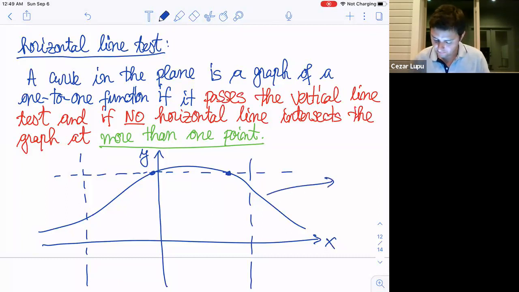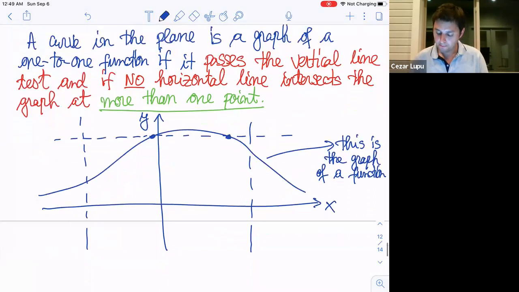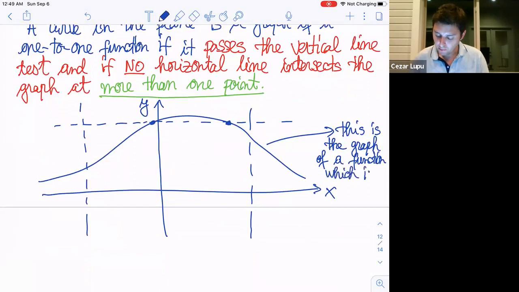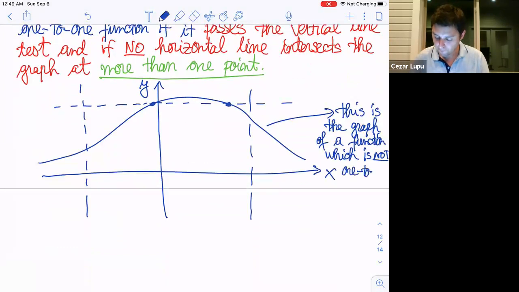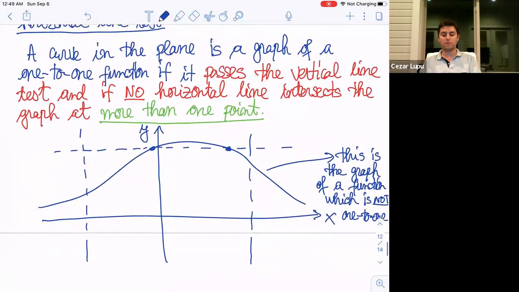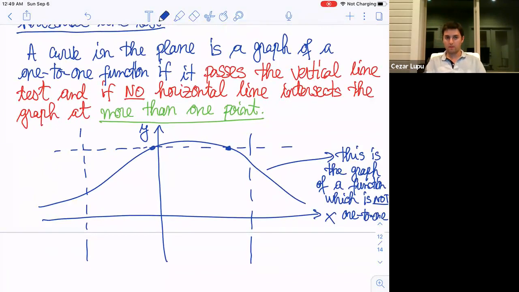So this is a graph of a function which is not, and I repeat, not one-to-one. Just like we said, if you look at the horizontal test, we said this clearly. So look at it. You can see the graph intersects the horizontal line in 2 points, so there is no way we can have this function be one-to-one. All right.